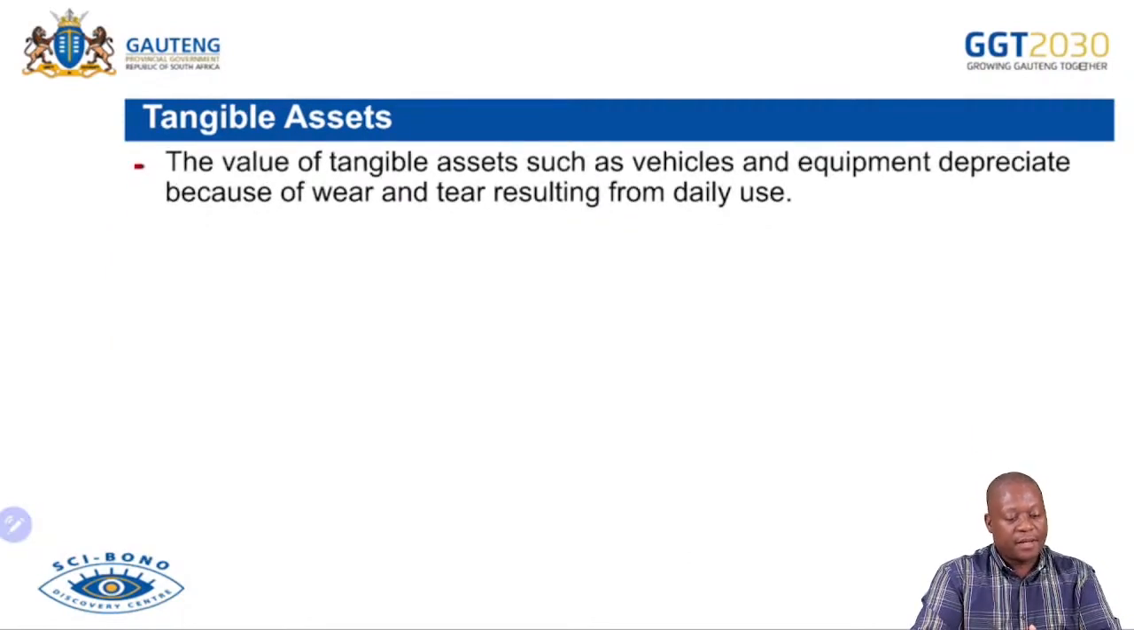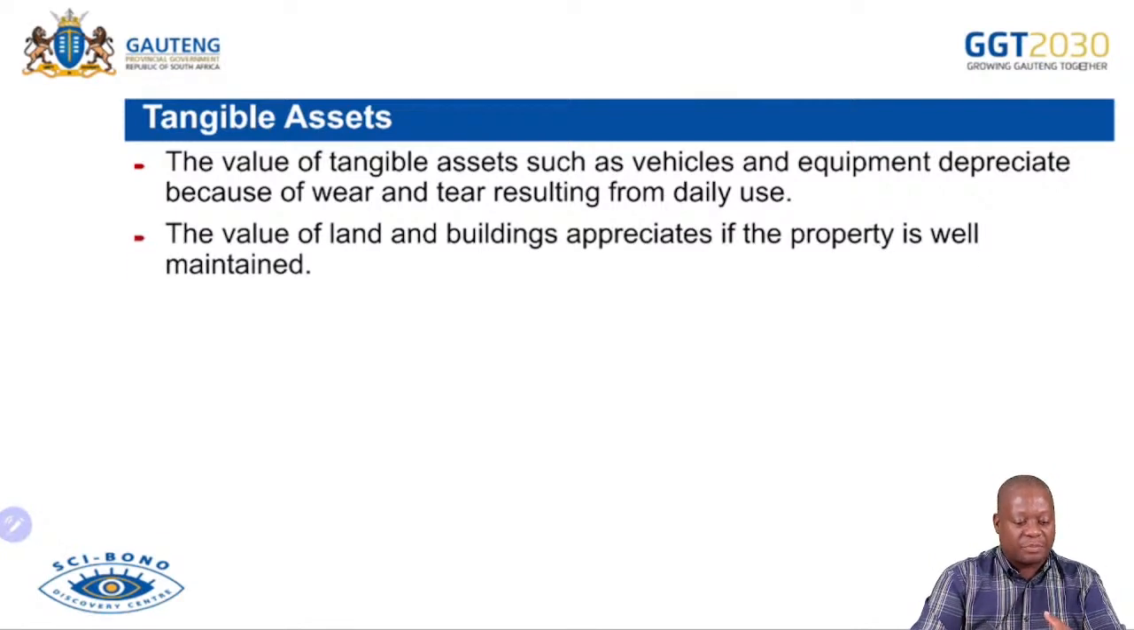Please take note. When we look into tangible assets, the value of tangible assets such as vehicles and equipment depreciate. Now there is the term, depreciate, lose value. This is because of wear and tear resulting from daily use. So as you are using a vehicle, as you are using equipment, the value is going down because of use. And we are saying that loss of value is called depreciation. The value of land and buildings appreciates if the property is well maintained. So when it comes to land and buildings, the value is always going up, especially if it is well maintained.